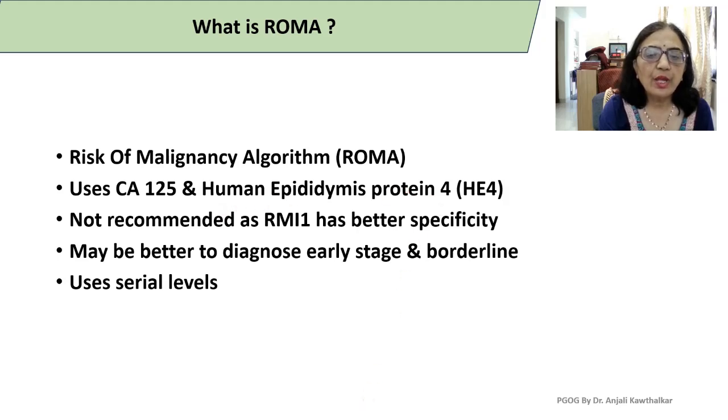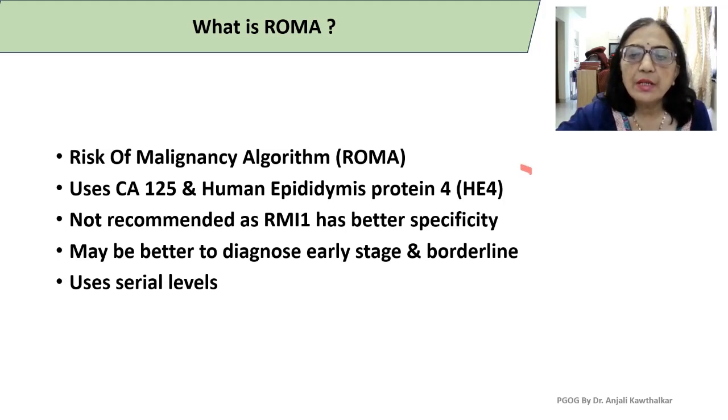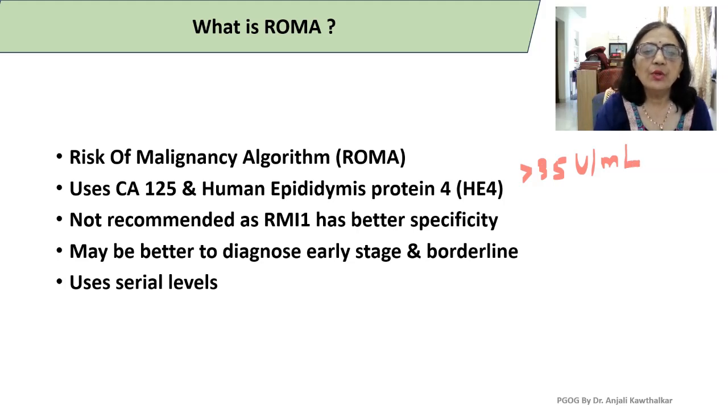As we know, the absolute value will be in units per ml, and anytime it is greater than 35 units per ml, CA125 is a raised value. But here we are not dependent on the absolute value. The reason is low grade tumors and borderline tumors do not secrete enough to lead to a rise in CA125 to that extent. That is why it is thought that with early stage disease and borderline tumors, ROMA will be of greater help as compared to RMI1.